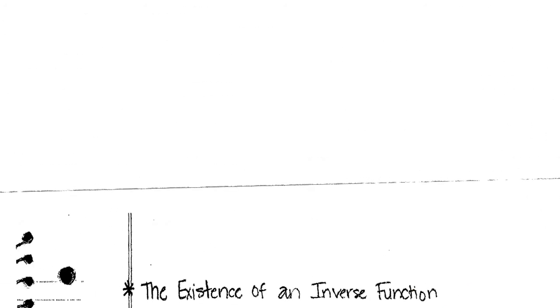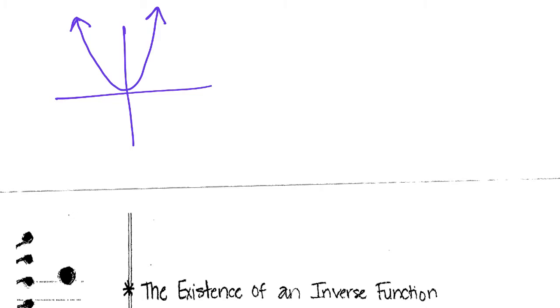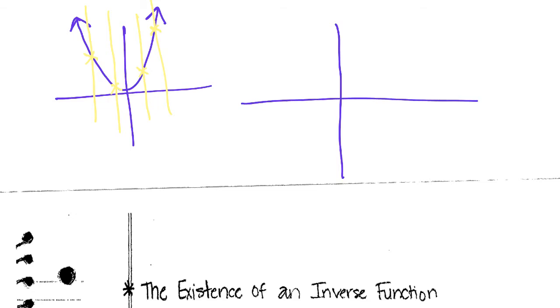Let's just review. We've looked at the vertical line test, and we know that we use a vertical line to see if something is a function. If I put a vertical line anywhere on this parabola, it is only going to hit one place. So the vertical line test tells us that something is a function. The horizontal line test is a different test, and it tells us whether or not a function has an inverse. So let's just look at an example of this.